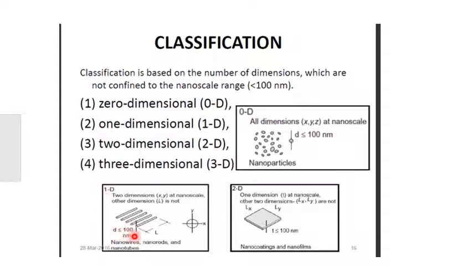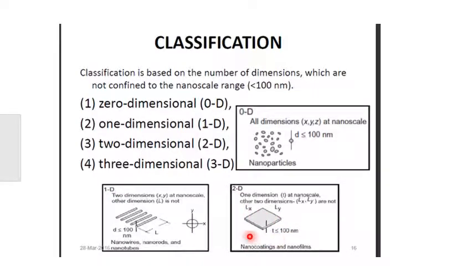Diameter is less than or equal to 100 nanometer, but their length is greater than 100 nanometer. Length is outside the nanoscale range, and length is one dimension, so that is why these types of materials are known as one-dimensional materials.